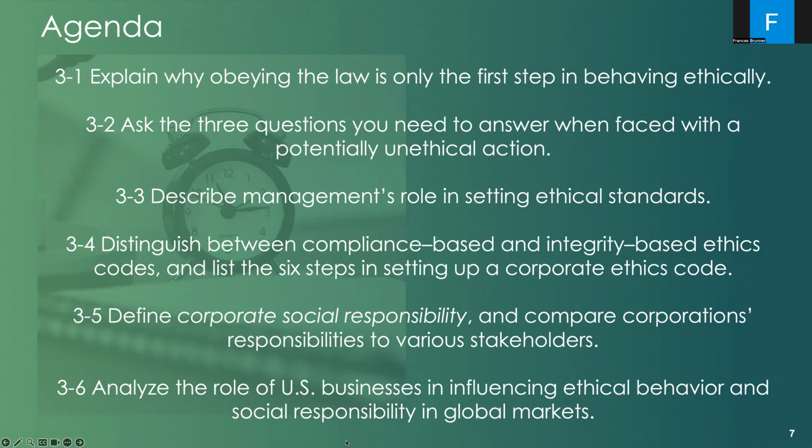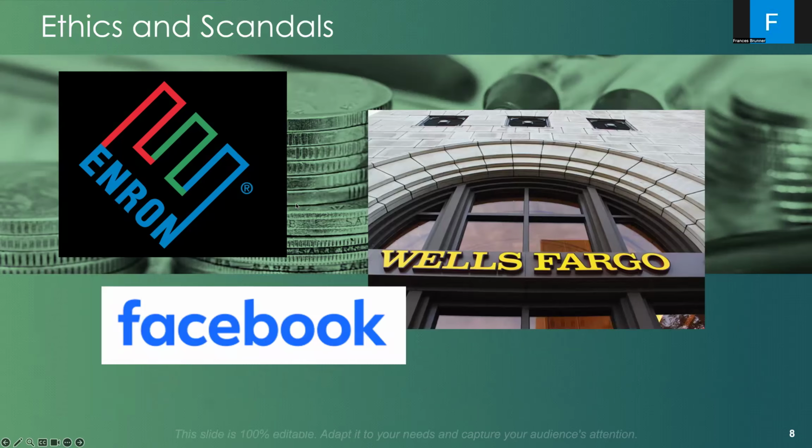Again, when we're talking about ethics in business, the textbook is slanted towards corporate business with a little bit of emphasis on entrepreneurship. But for the purposes of this chapter, we'll keep it corporate based for our understanding. So we'll define corporate social responsibility and compare the responsibility of various stakeholders. And lastly, we'll analyze the role of U.S. businesses in influencing ethical behavior and social responsibility in global markets.